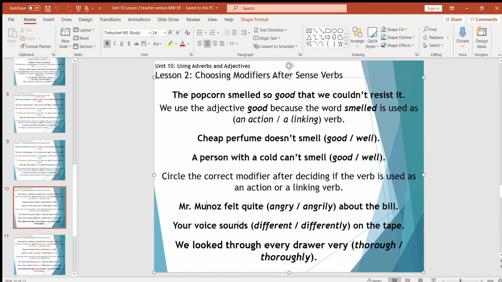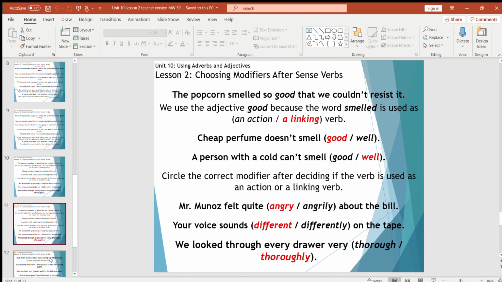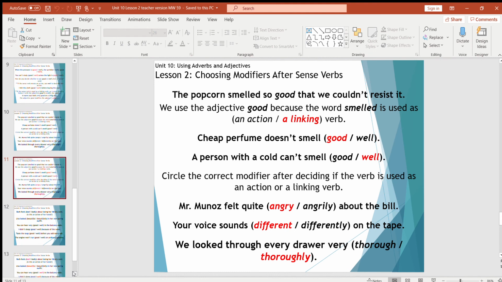Alright, so again, this is either an action or linking. Which one is it? Can you replace it with "is"? You can. So your voice is different, describing the voice. We look through every drawer very thorough or thoroughly. Either we are something or we are physically looking at something. We are physically looking, which means we go with the adverb. We looked very thoroughly. Answers if you require them still.